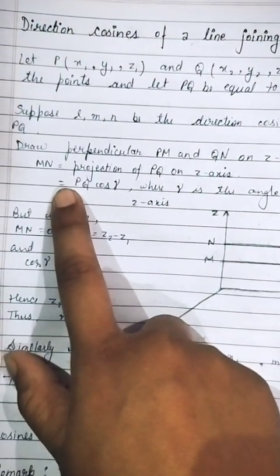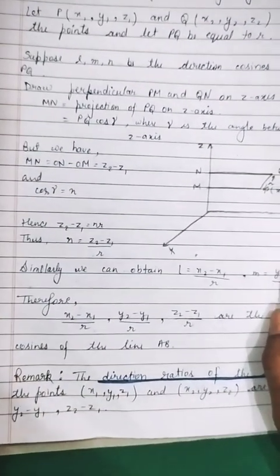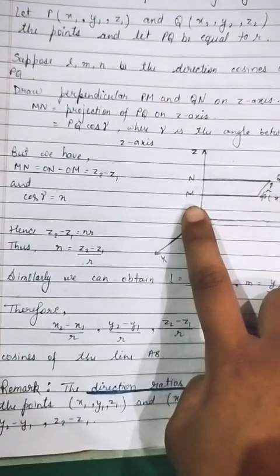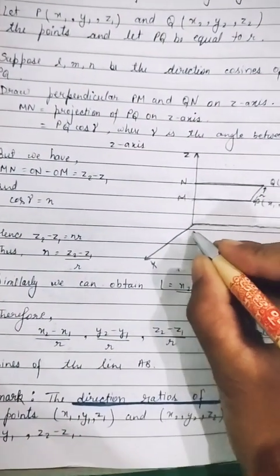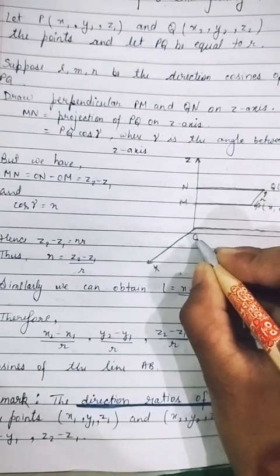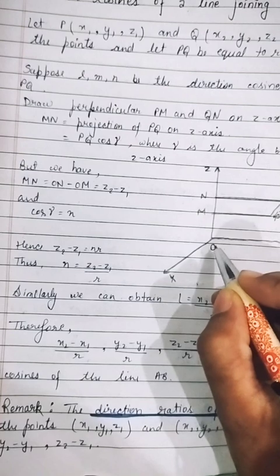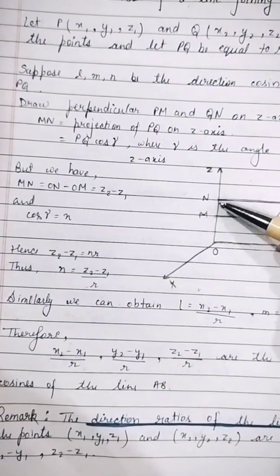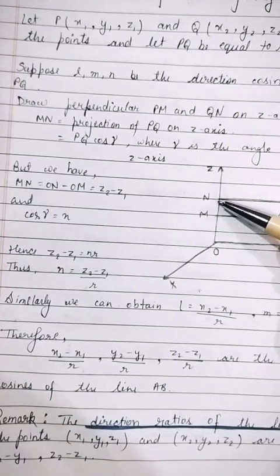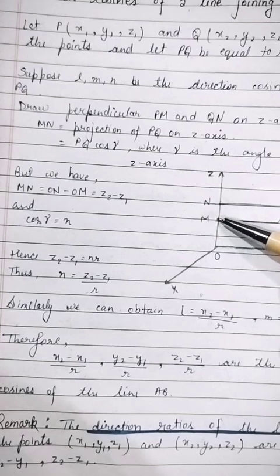So basically this will be equal to the PQ cos gamma. But we have Mn, which will be, if we take this point as the center 0, sorry, O, then the distance of the line Mn will be On minus Om.